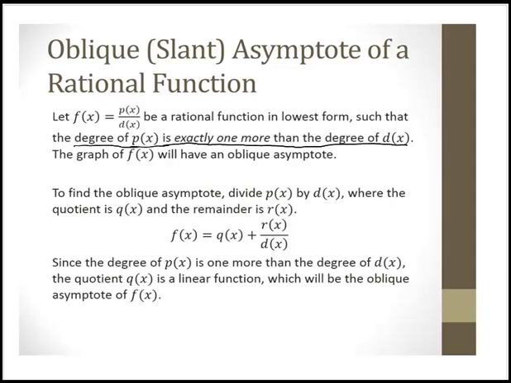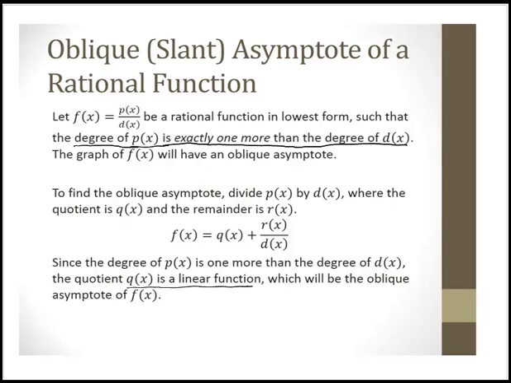To find that oblique asymptote, we divide p of x by d of x, where the quotient is q of x, and the remainder is r of x. Since the degree of p of x is 1 more than the degree of d of x, the quotient is a linear function, which will be the oblique asymptote of f of x.